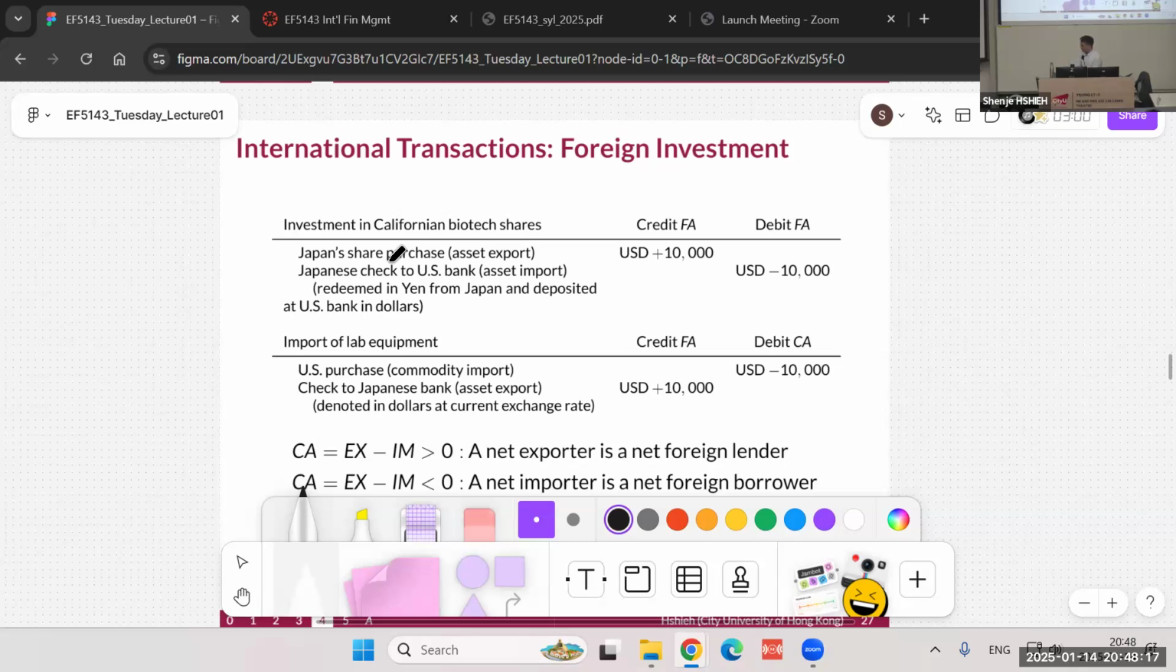Let's say SoftBank wants to invest in a biotech startup. What they can do is invest in this company by buying their private shares, right? So here I have Japan buying share purchases. So the US is therefore exporting private shares. Remember, any export is a positive, an addition to the financial account, a credit.